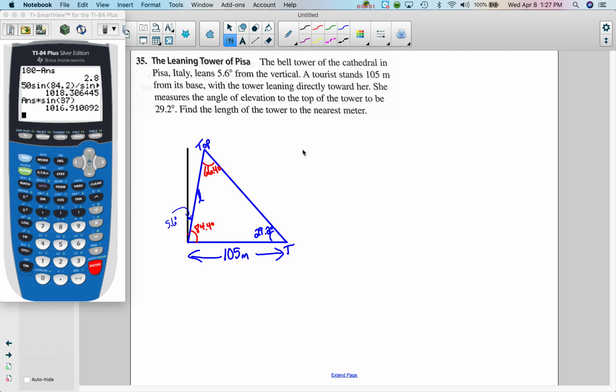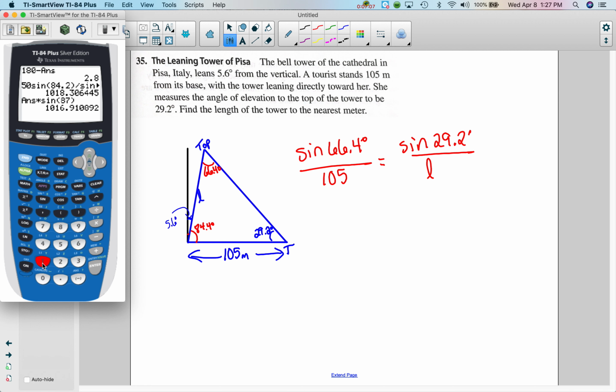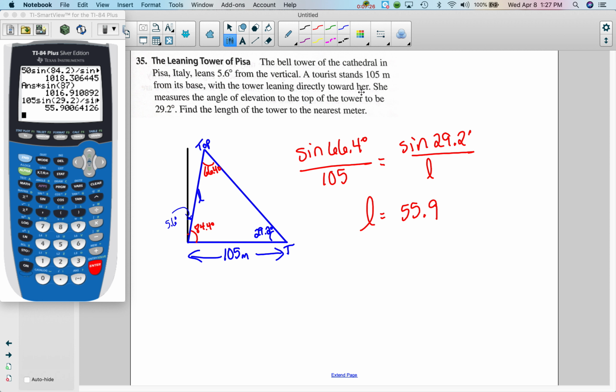So we know sine 66.4 over 105 equals sine 29.2 over L. And so now we can multiply 105 sine 29.2 divided by sine 66.4, and we get that L is approximately 55.9 meters. Okay?